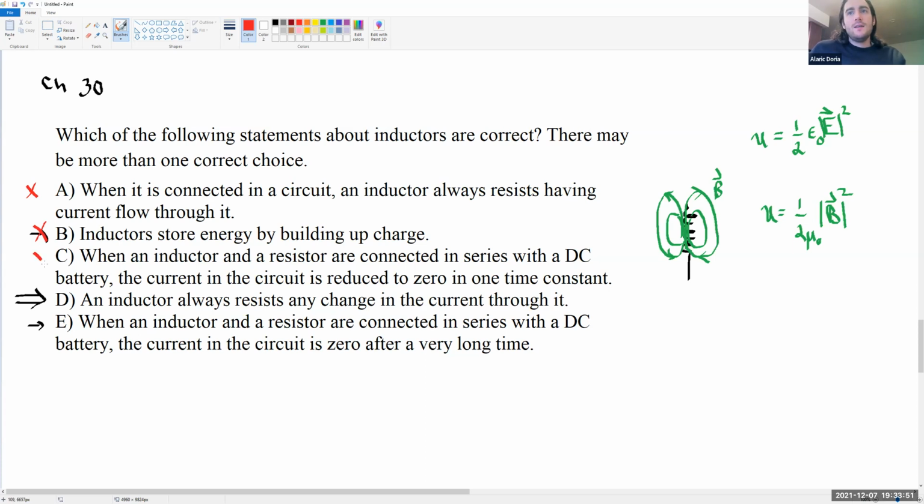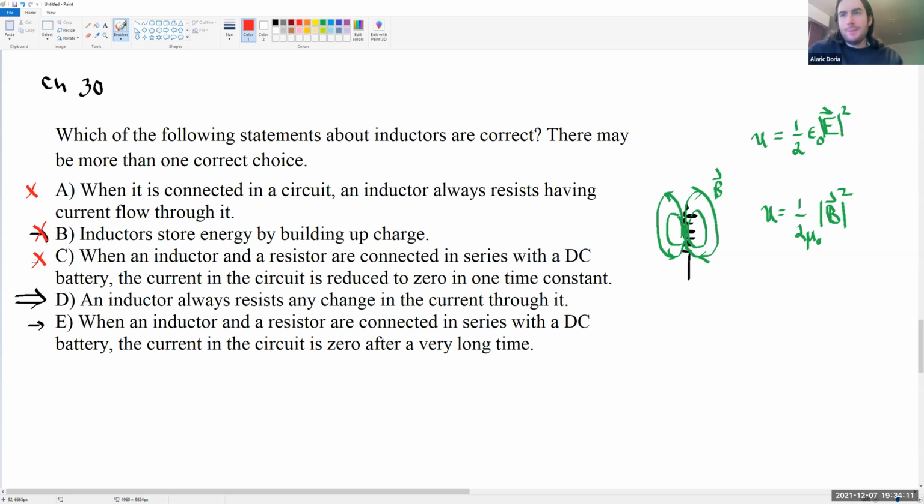What happens in an inductive circuit, an RL circuit, is the current actually increases to a certain value and then it stays at that value. It doesn't go from some value down to 0. It goes from 0 up to some value and remains at that value.